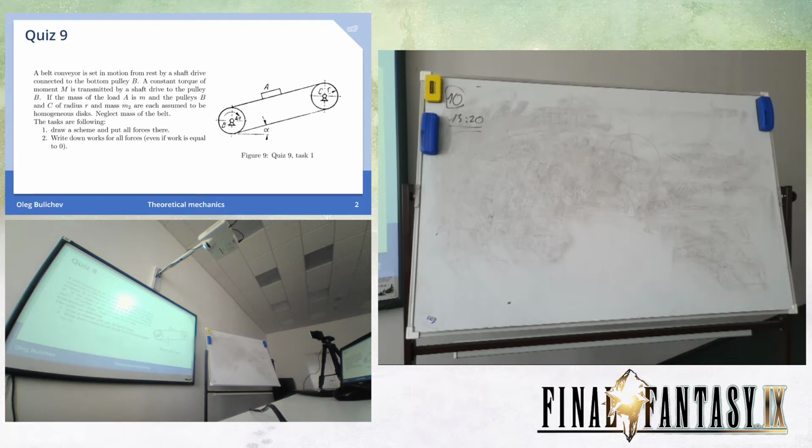And in each pulley, like in each joint, you have reaction forces, right? I especially put all forces, and in the second part I also put that the work is equal to 0. I especially put it there.